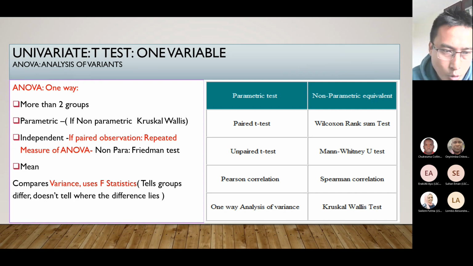One-way ANOVA is used if there are more than two groups involved with this parametric. The equivalent is the Kruskal-Wallis test. So is this clear to everyone? In your exam, let us test how much we have gained.